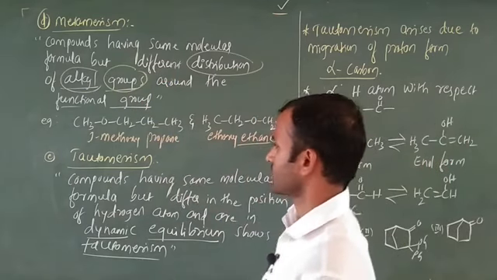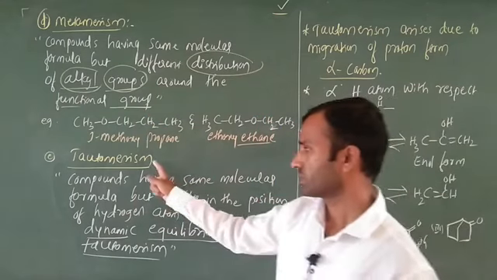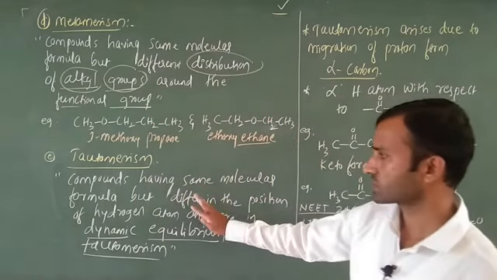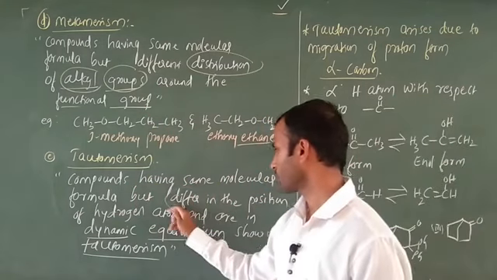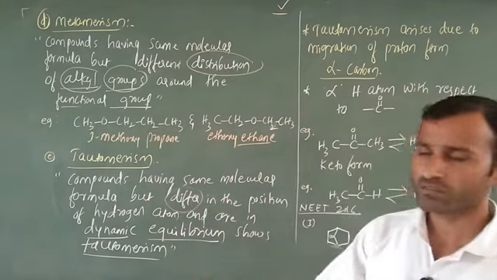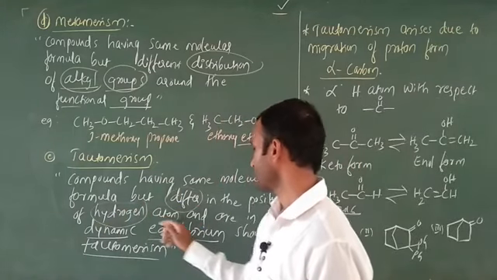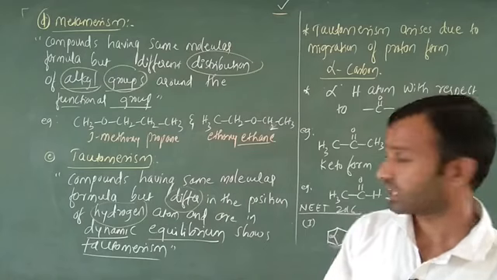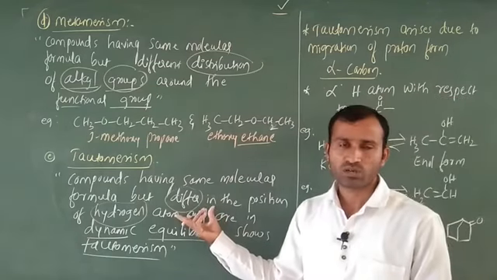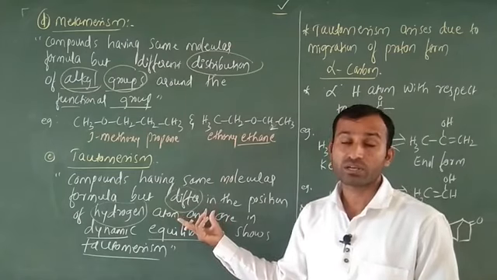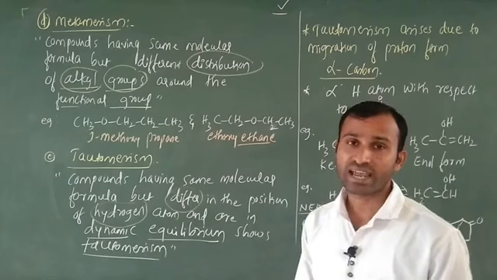Next one, most important, is tautomerism. In this case the definition is also similar: compounds having the same molecular formula, but differing in the position of hydrogen atom and or in dynamic equilibrium show tautomerism. Important point: compounds having the same molecular formula, but differing in their hydrogen atom position and or in dynamic equilibrium.